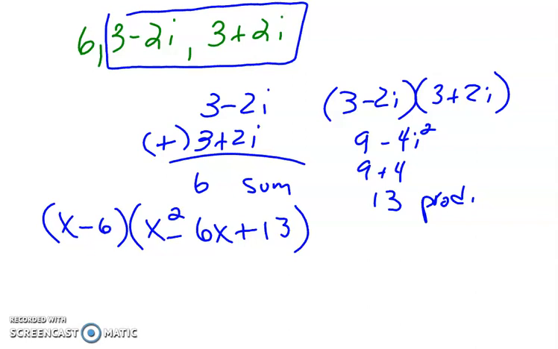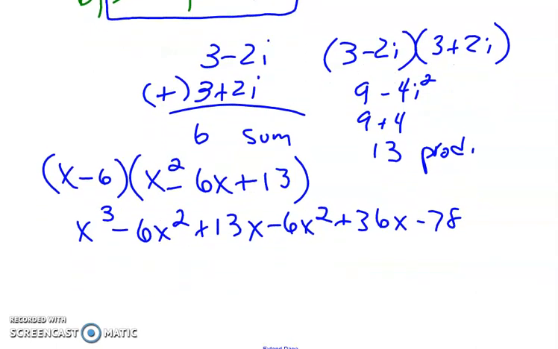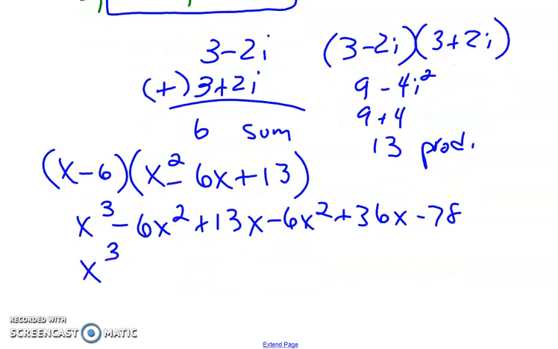And then we can multiply these out to x cubed minus 6x squared plus 13x minus 6x squared plus 36x minus 78. So that polynomial is x cubed minus 12x squared plus 39x minus 78.